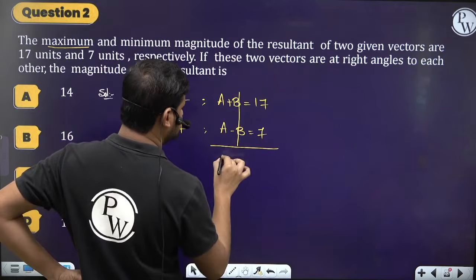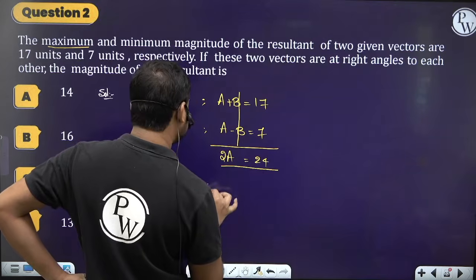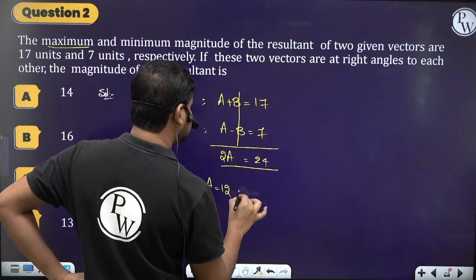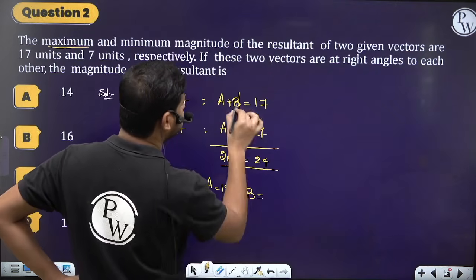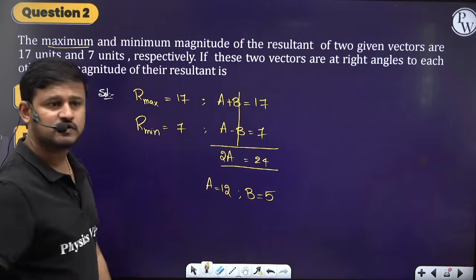Simply add these two, so that 2A is equal to 24 and then A is equal to 12. So if A is 12, then B must be equal to 5. If A is 12, B must be equal to 5, right?